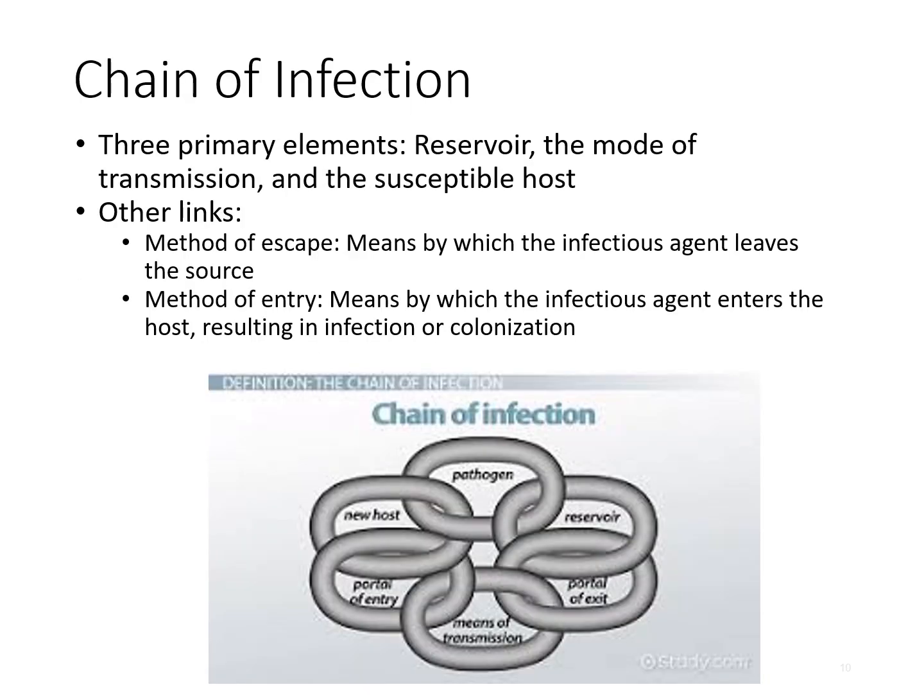The chain of infection. There are 3 primary elements: a reservoir, the mode of transmission, and then the susceptible host. Other links within this chain are the method of escape, which is the means by which the infectious agent can leave the source, and the method of entry, which is the means that the infectious agent can enter the host, which then in turn results in infection.